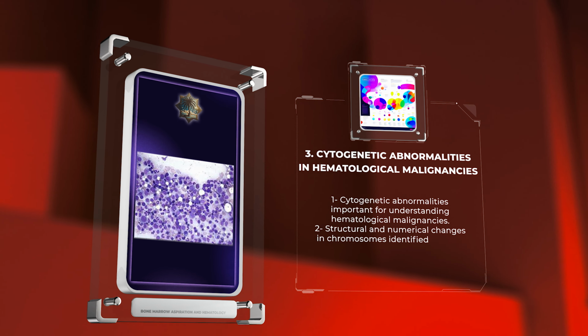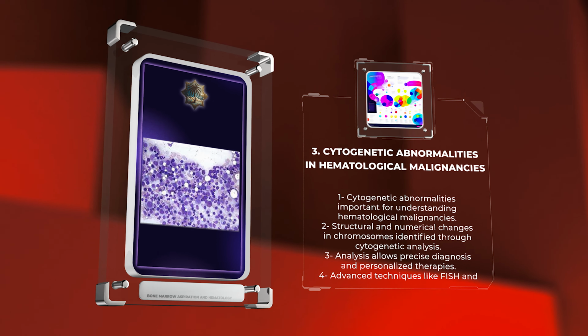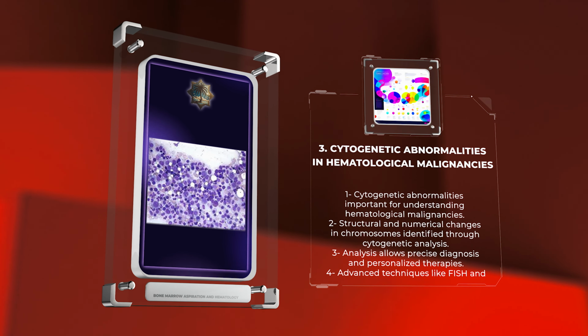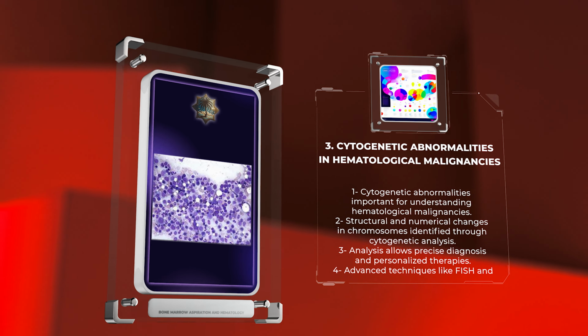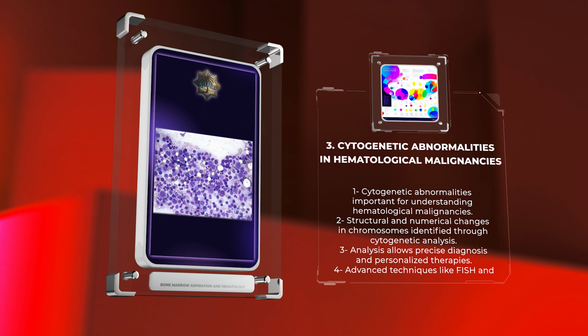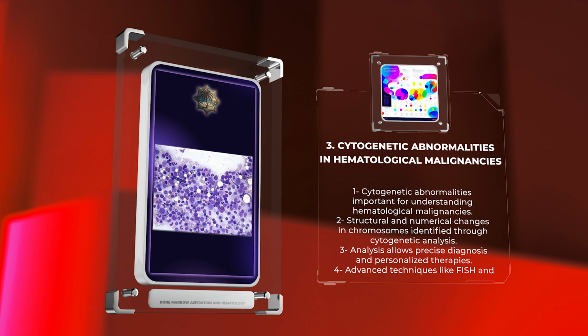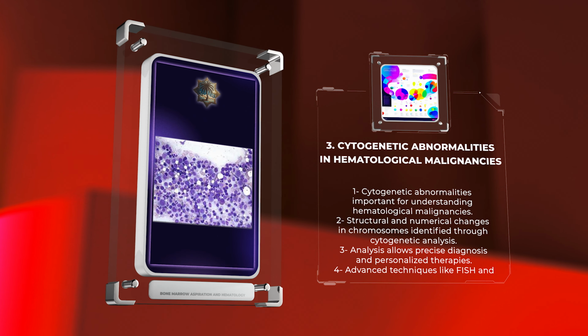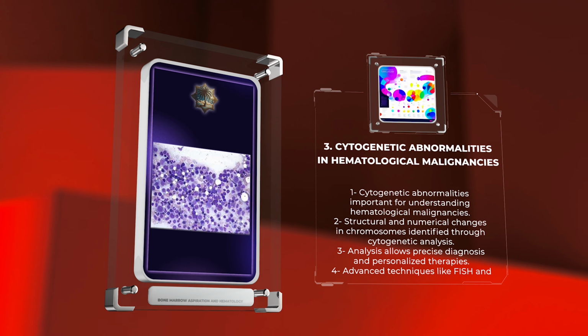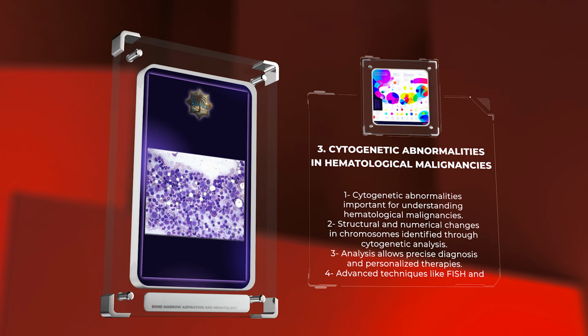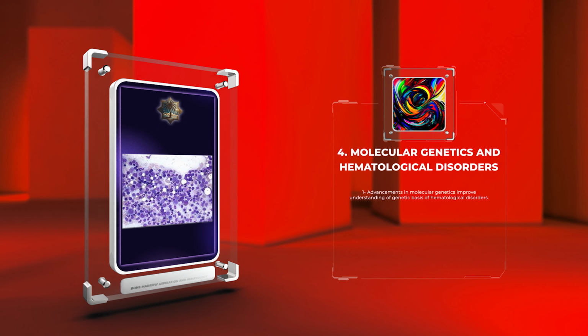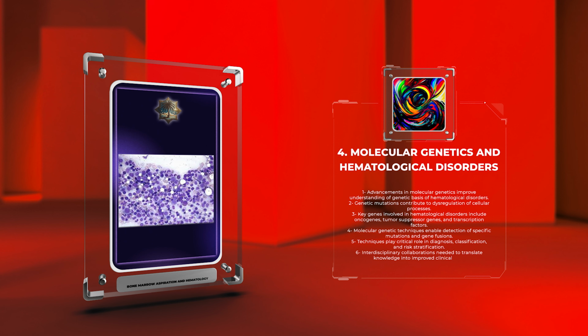Cytogenetic abnormalities in hematological malignancies are important for understanding disease development, prognosis, and treatment. Structural and numerical changes in chromosomes can be identified through cytogenetic analysis, allowing for precise diagnosis and personalized therapies. Advanced techniques like FISH and NGS have improved detection of genetic abnormalities. Advancements in molecular genetics have greatly enhanced our understanding of the genetic basis of hematological disorders.